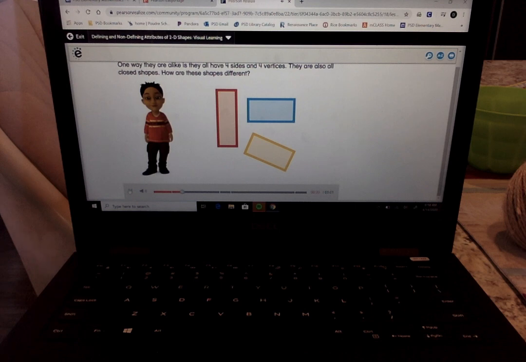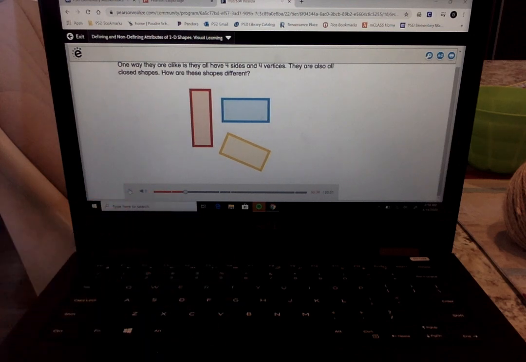How are these shapes different? I'm going to pause it really quick. So the defining attribute was the fact that they had 4 sides and 4 vertices and they were all closed. Now we're going to talk about the non-defining attribute. How are they different? We'll take a look at it. What do you notice about the coloring?